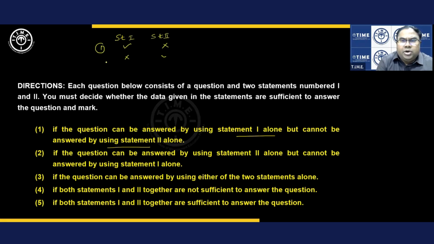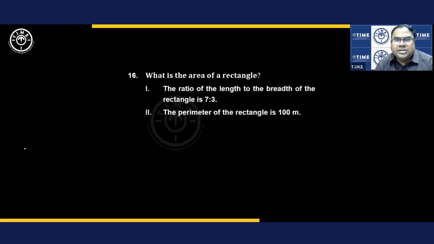Not getting from 1 alone, not getting from 2 alone, option 2. If you are getting from either of these statements, option 3. Individually, you are not getting, and if you combine also, you are not getting, option 4. Individually, you are not getting, but when you combine, you are getting, you have to mark option 5. So these are the standard set of directions which we come across in data sufficiency.